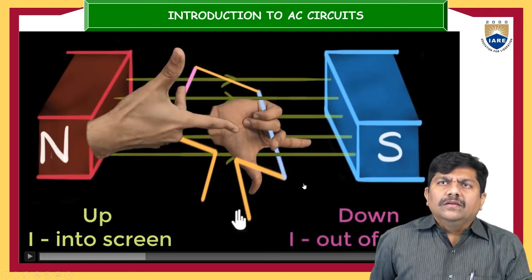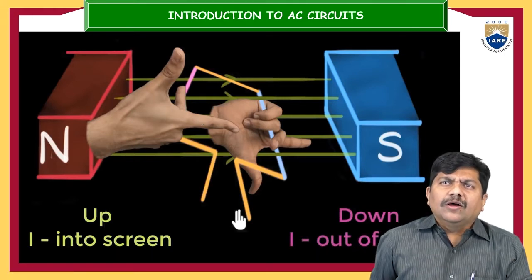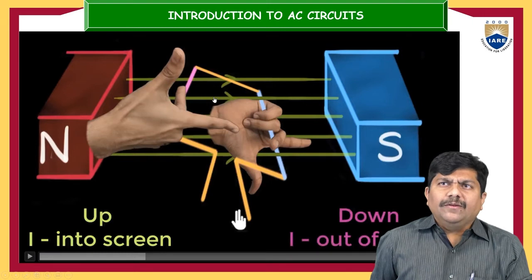If the conductor is moving upwards, like in the pink conductor, the current direction is into the screen. If the conductor is moving downwards, like what we can observe in this PPT, then that particular conductor carries the current out of the screen.